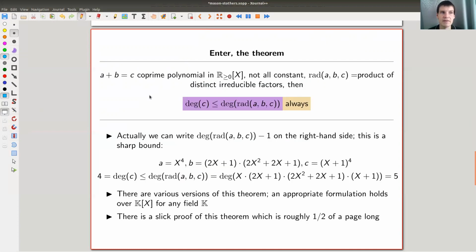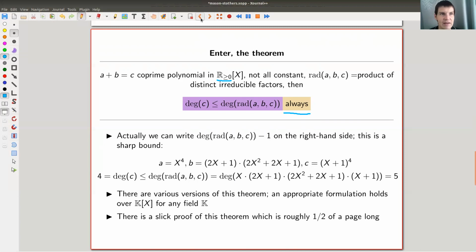So the statement is then for coprime polynomials in this funny field. Actually, you can use any field. You just have to modify the statement a little bit. As usual, links to everything are in the description, in particular to a slick proof. So anyway, coprime polynomials with the extra assumption that they're not all constant, and the radical is exactly the distinct irreducible factors, the distinct prime factors, and then this always holds, right?